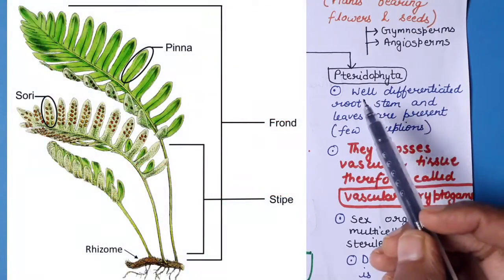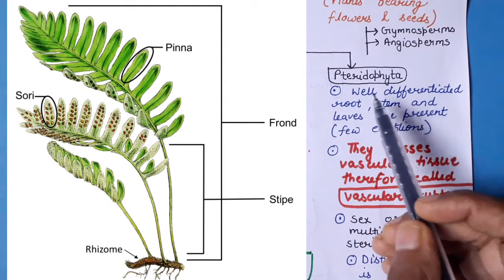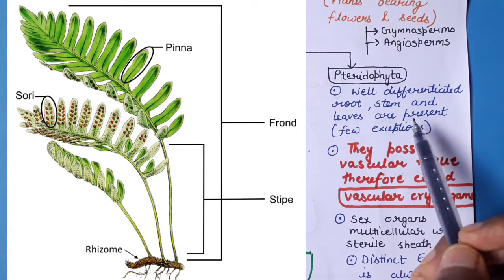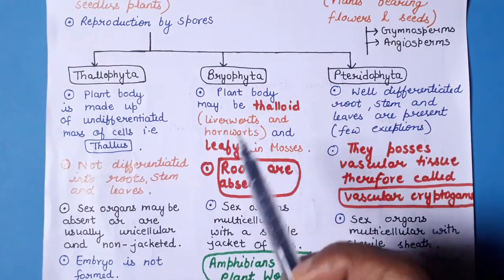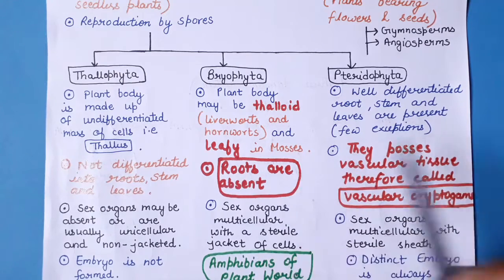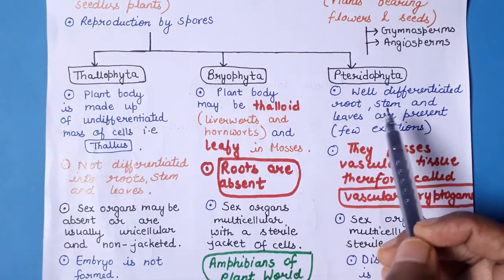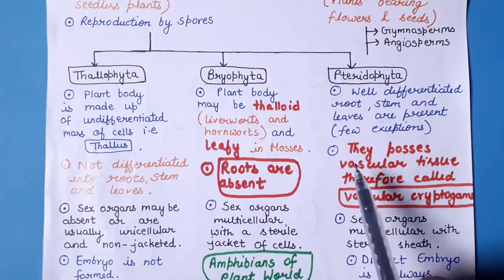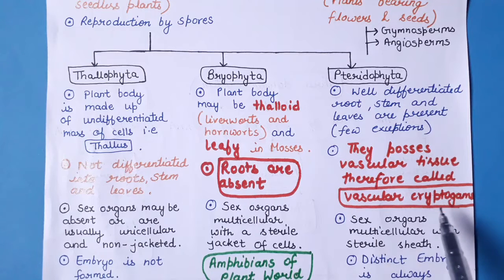Now coming to the third category, that is Pteridophyta. In the case of Pteridophyta, well differentiated root, stem and leaves are present. However, in the case of Thallophyta, root, stem and leaves are absent. In the case of Bryophyta, you will find stem and leaves but roots are absent. In the case of Pteridophyta, all the three structures are well developed: root, stem and leaves, with few exceptions. Pteridophyta possess vascular tissues, therefore they are called vascular cryptogams.